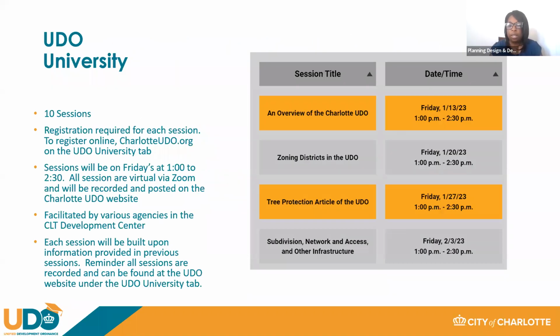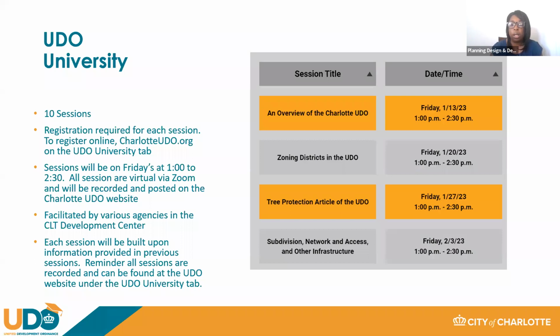Very quickly, you have seen this before because you are in the session with us. We are hosting 10 sessions initially. There's some talk around possibly an additional session, but currently we have 10 sessions scheduled. We are on the third instance of those sessions. Registration is required for each. Exactly how you got to us today, you registered at charlotteudo.org under the UDO University tab. Sessions are each Friday from 1 to 2:30.